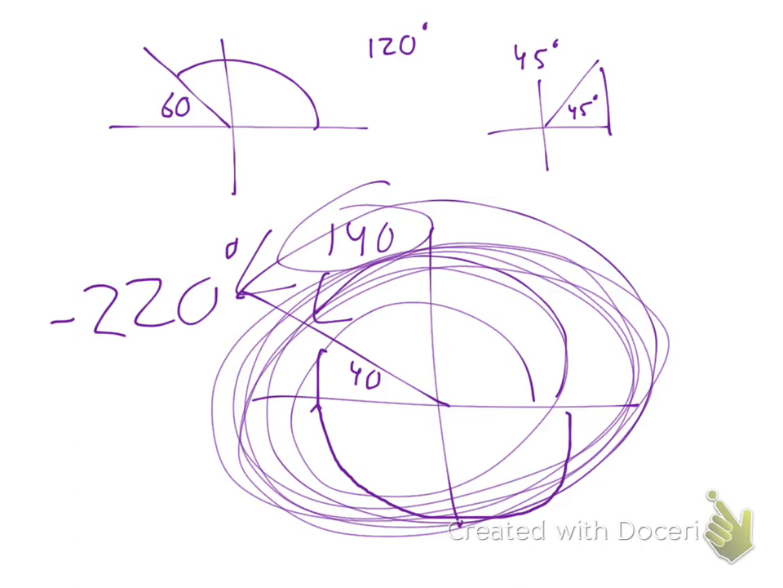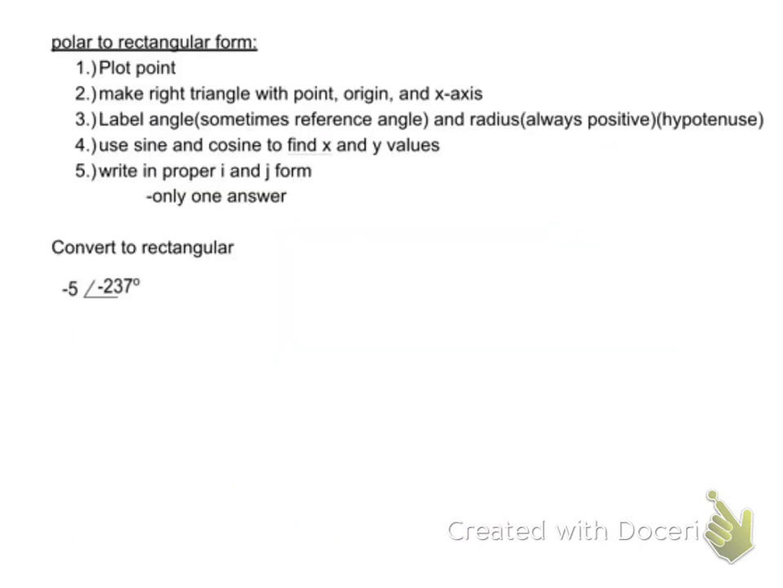They differ by 360 degrees. Keep adding or subtracting 360 degrees, I have coterminal angles. So, reference angles, angles that get you back to the x-axis, always positive. Coterminal angles differ by 360. Let's do this. I gave you a nice one for your first problem to do together. Negative 5, negative 237 degrees.